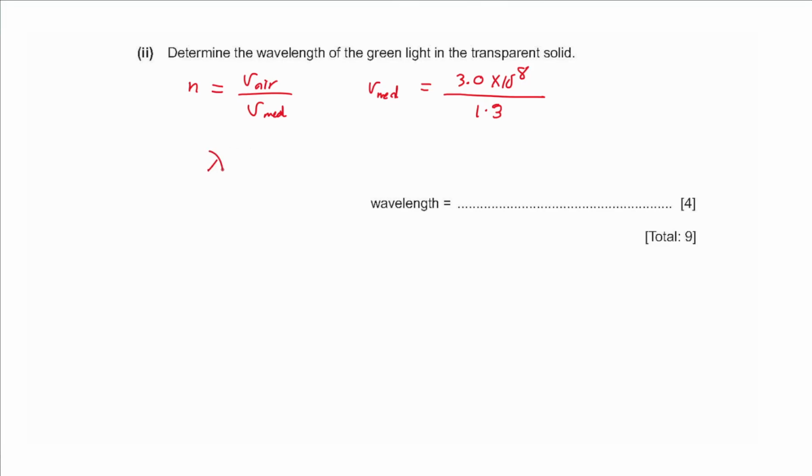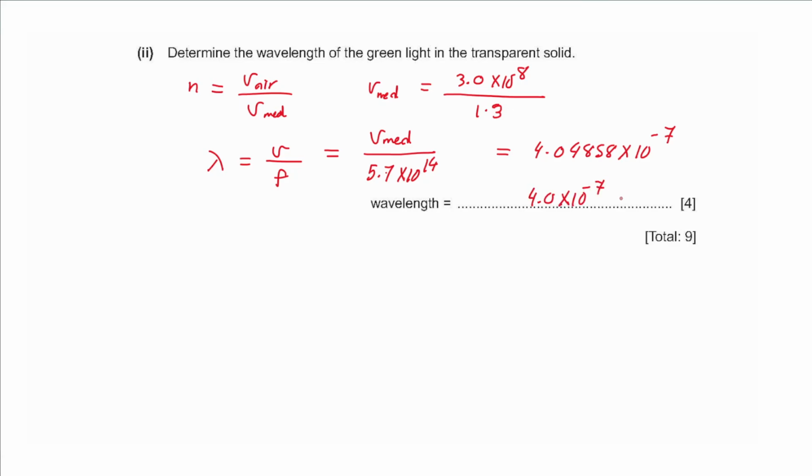And then we say wavelength is equal to the speed divided by the frequency. So we have the fraction from the above calculation. Using the exact value, we divide by the frequency given at the first page. We have 5.7 times 10 to the power of 14. This whole calculation gives us a wavelength of 4.04858 times 10 to the power of negative 7. We can approximate that to 4.0 times 10 to the power of negative 7, and the unit here for wavelength is meters.